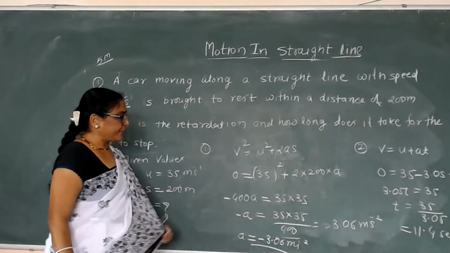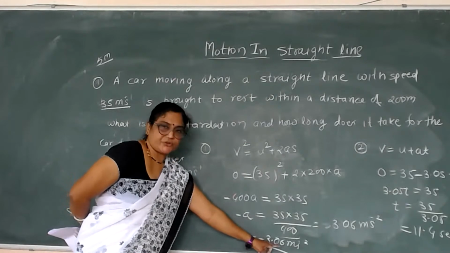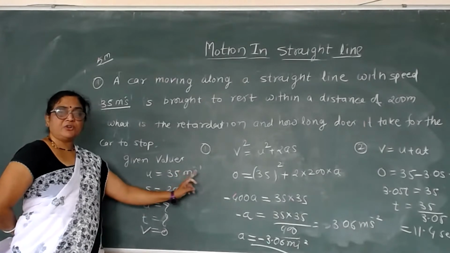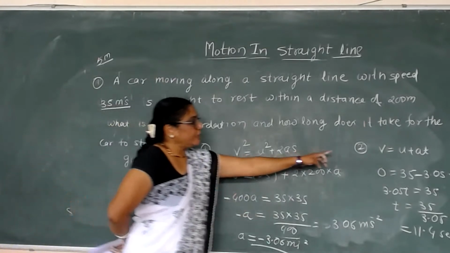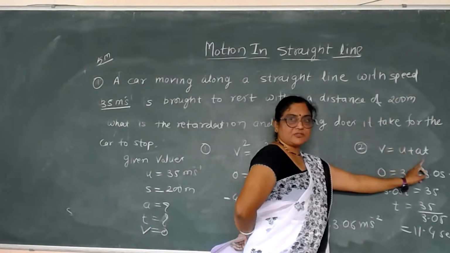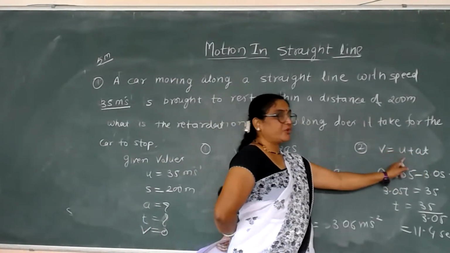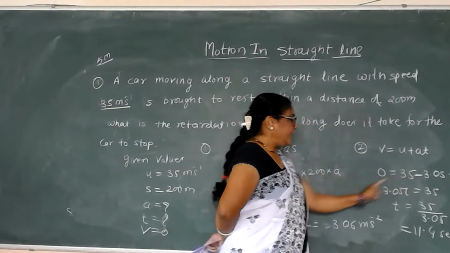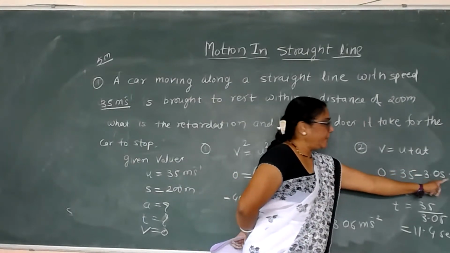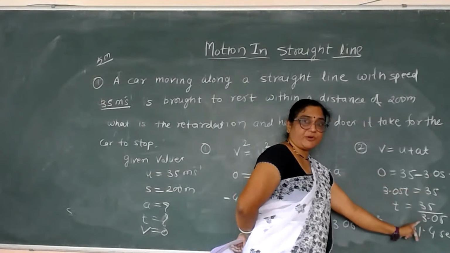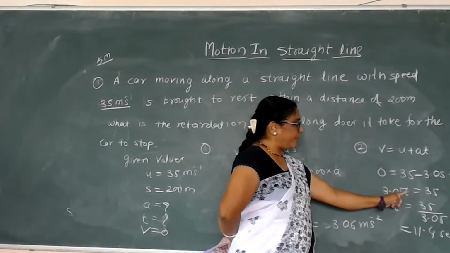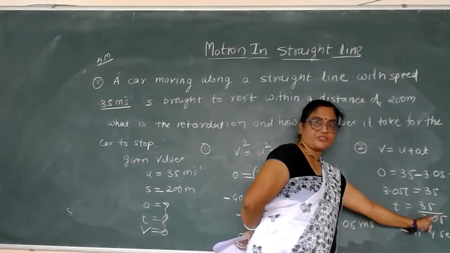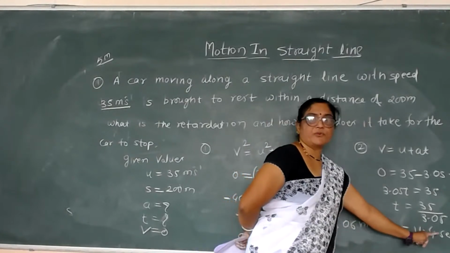Use the calculator. a is equal to minus 3.06. In the second part, we want to find out the time. What is the time required to stop the vehicle? Here v is known, u is known, a is also known. So we use the formula v is equal to u plus at. v is given 0, u is given 35, minus a, minus 3.05 into t. Time is always positive. So here plus 3.05 t is equal to 35. Therefore t is equal to 35 divided by 3.05, which is equal to 11.4 seconds.